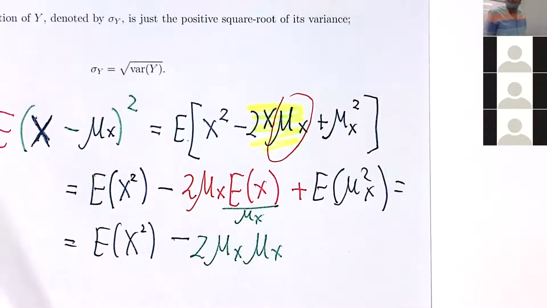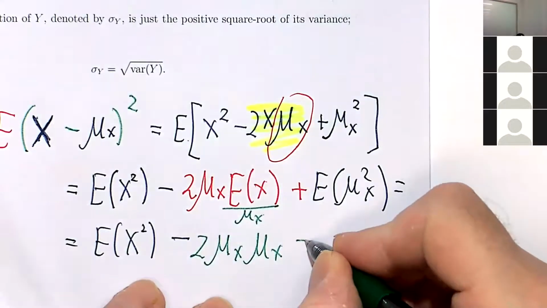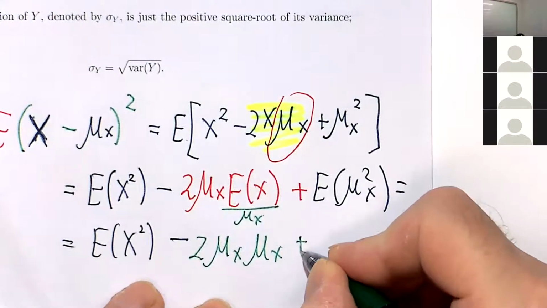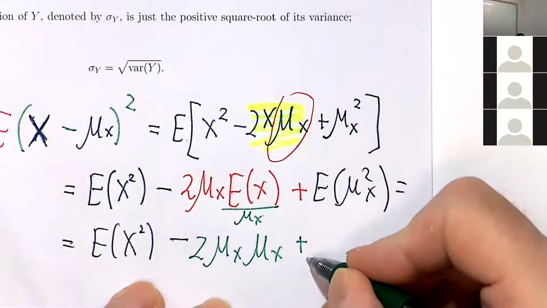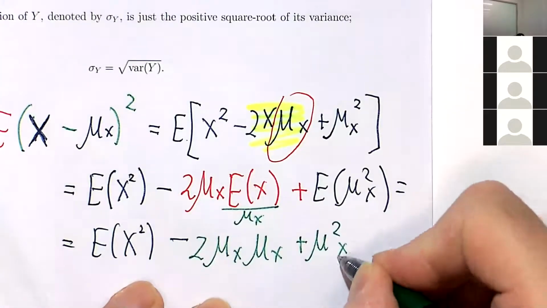And finally, this third component, expected value of the mu squared. Mu is the constant, mu squared therefore is also a constant. Expected value of some constant is equal to that particular constant. Therefore, expected value will vanish. So plus mu squared x.